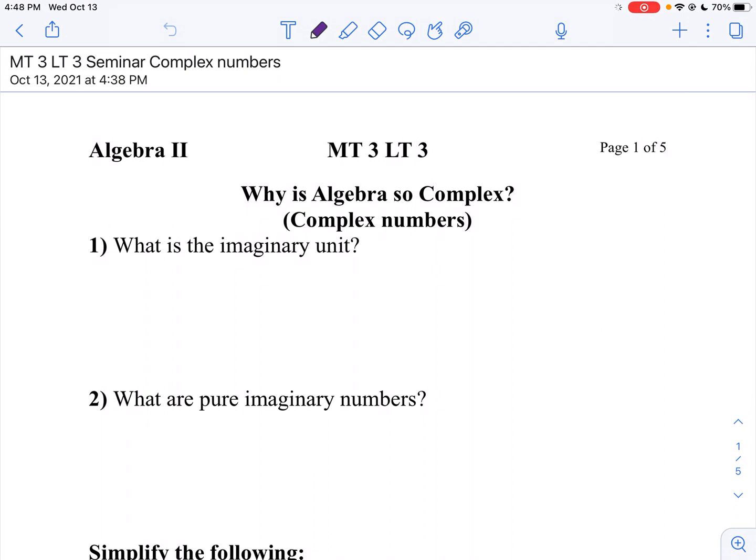So an imaginary unit we're going to call i, that equals the square root of -1. That's just what our definition is. That's what an imaginary unit is. Now, a pure imaginary number is going to be any number multiplied by i.